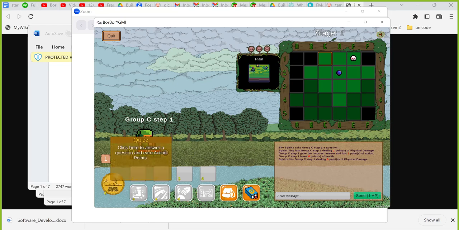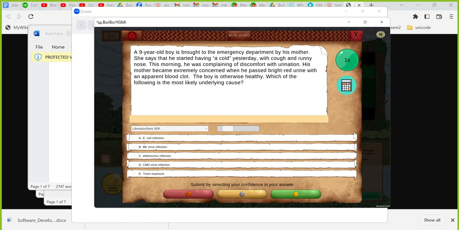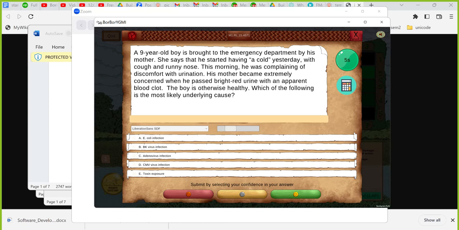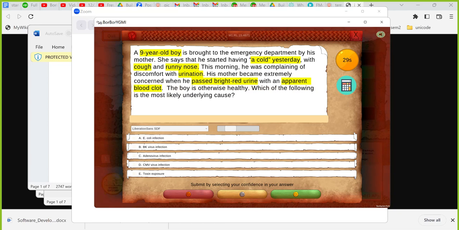Okay. All right, so you can read this one, or I can read it. Either way. Okay, so a 9-year-old boy is brought to the emergency department by his mother. He says that he started having a cold yesterday with cough and runny nose. This morning, he was complaining of discomfort with urination. His mother became extremely concerned. He passed bright red urine in an apparent blood clot. The boy is otherwise healthy. Which of the following is the most likely underlying cause?